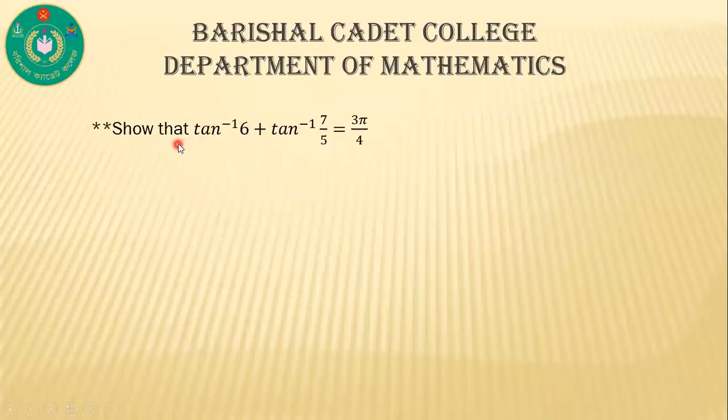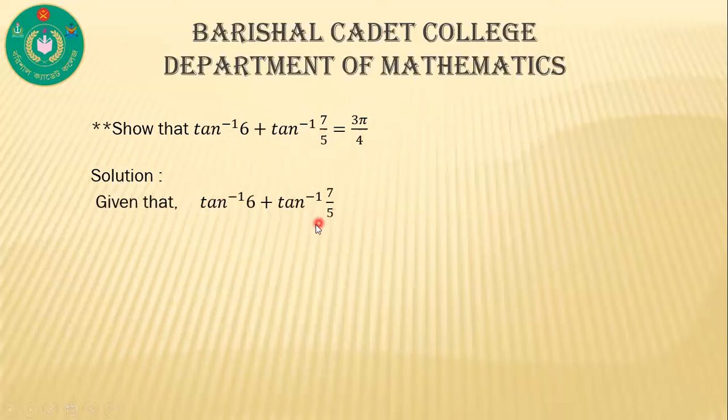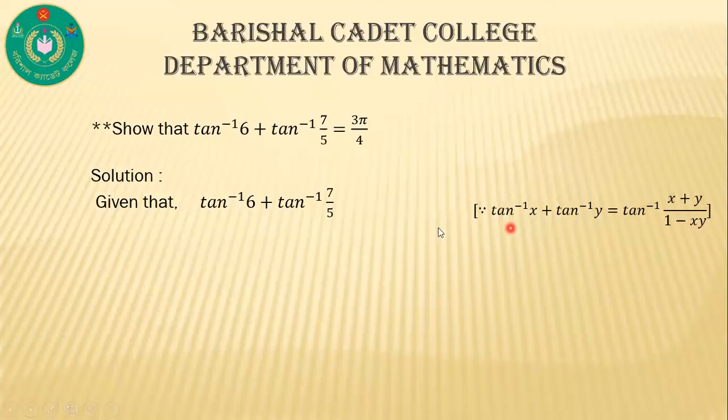Now another question. Show that tan inverse 6 plus tan inverse 7 by 5 is equal to 3 pi by 4. Solution. Given that tan inverse 6 plus tan inverse 7 by 5, we know tan inverse x plus tan inverse y is equal to tan inverse x plus y by 1 minus xy. Now applying this formula here, then we can write tan inverse 6 plus 7 by 5. Here x means 6 and y means 7 by 5, by 1 minus xy, x means 6 and y is 7 by 5.